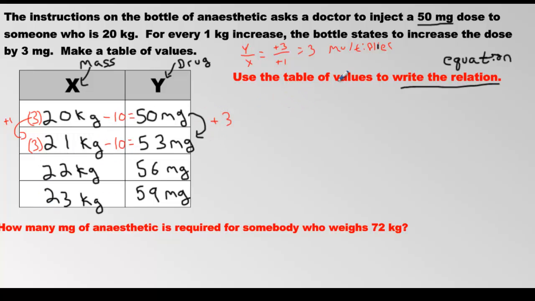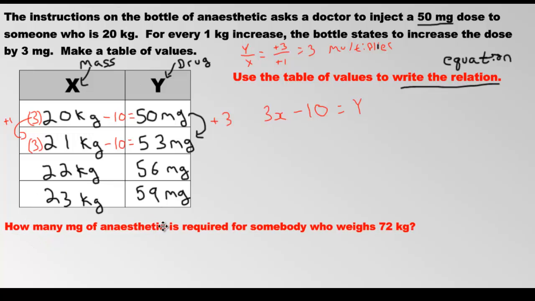But now our expression, the relation, the equation is going to be triple, right? Times 3 means triple. So we're going to triple x and then minus 10. And when we do that, we get the y's. That's our equation. And we can use this to answer the next part, which says how many milligrams of anesthetic is required for somebody who weighs 72 kilograms. Let me ask you something. Kilograms, is it the x's or is it the y's? It is the x's. So we have to take 72 and substitute it right in here.